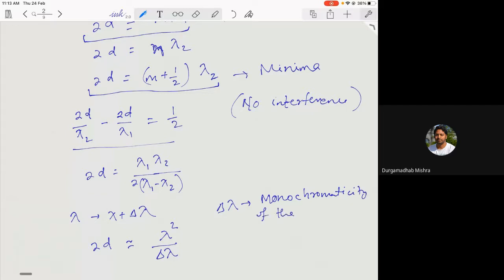If your delta lambda is really narrow, very small, it is really monochromatic. Normally in any source there will be some spread in the wavelength, and what you would like is that this wavelength spread is as narrow as possible, so that the wave is highly monochromatic. If the spread is too large, this condition will be fulfilled and there will be no interference. It becomes almost like an incoherent beam.